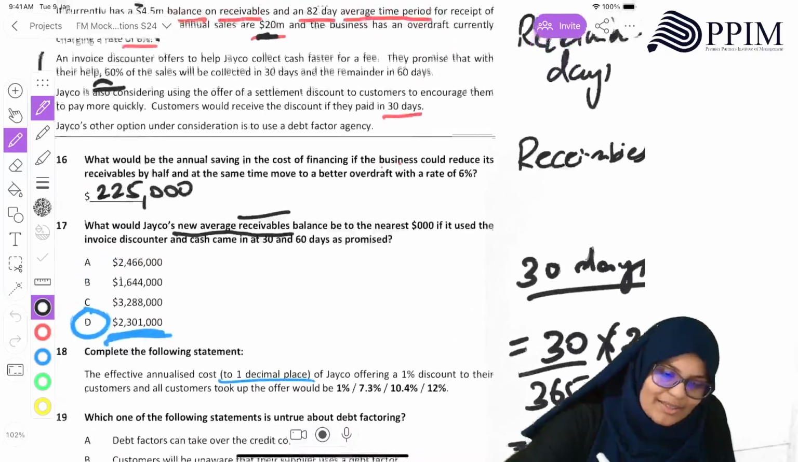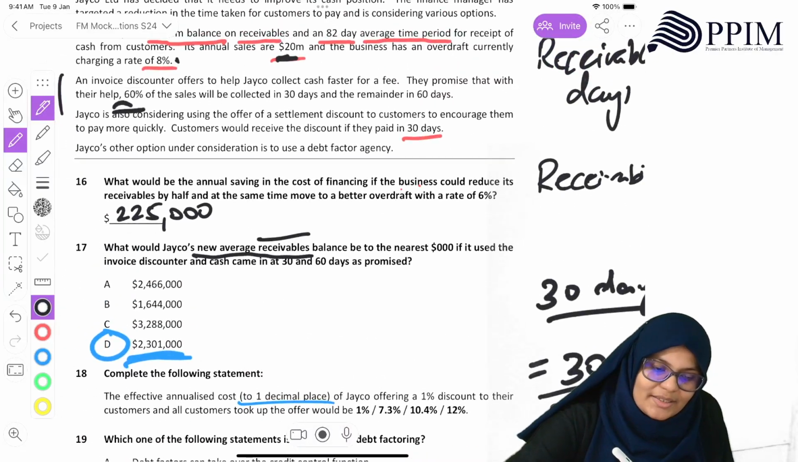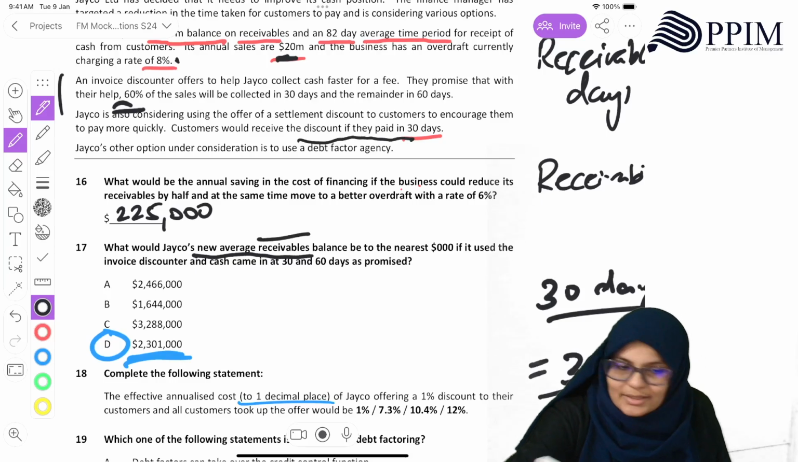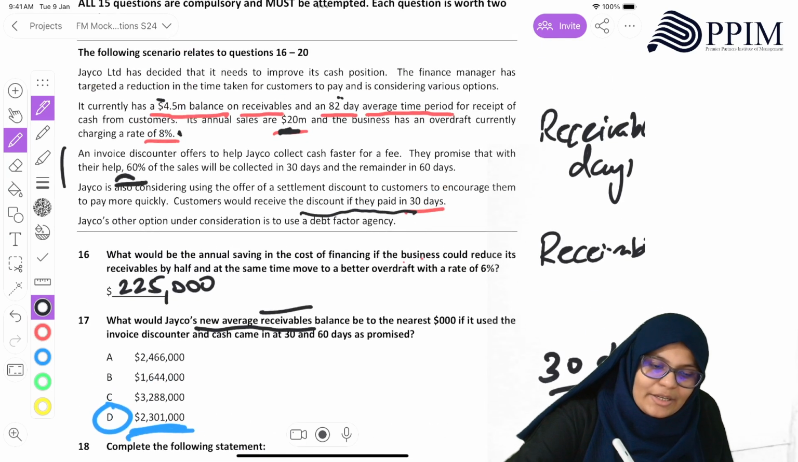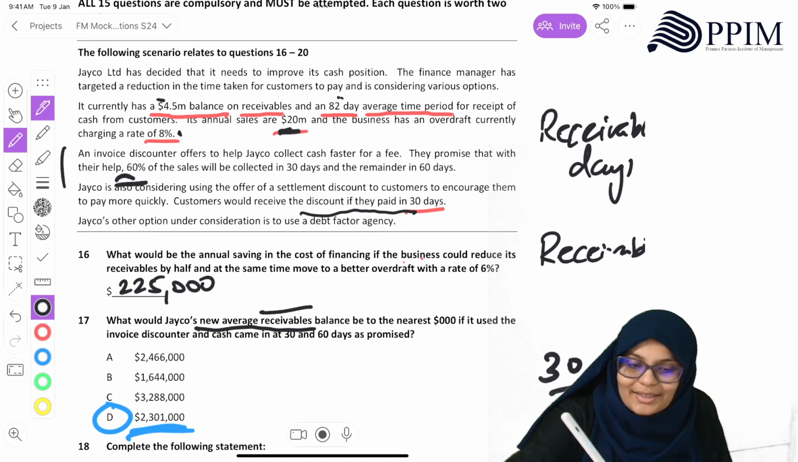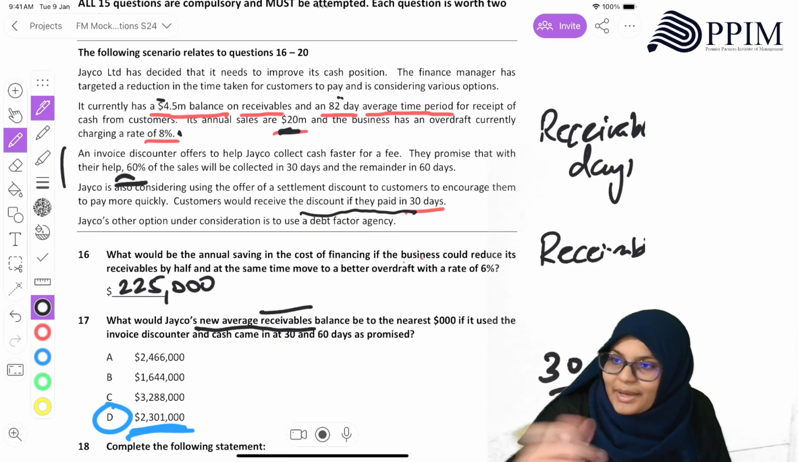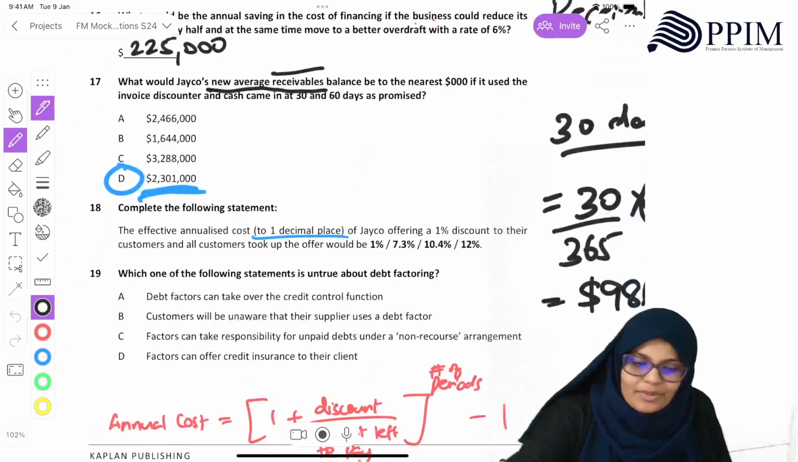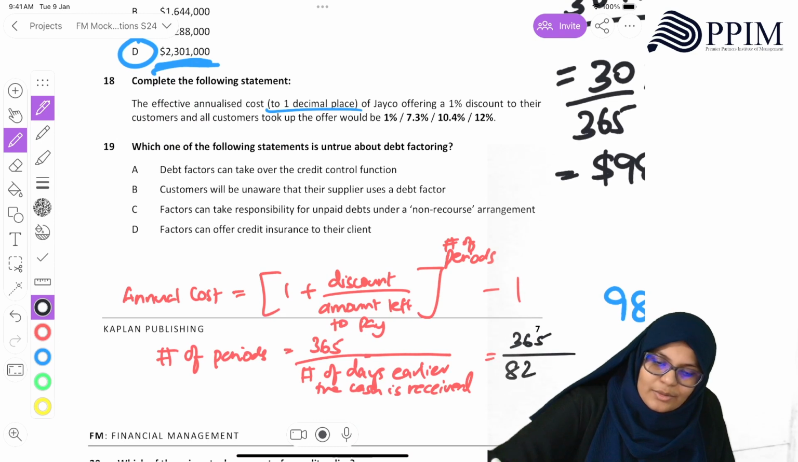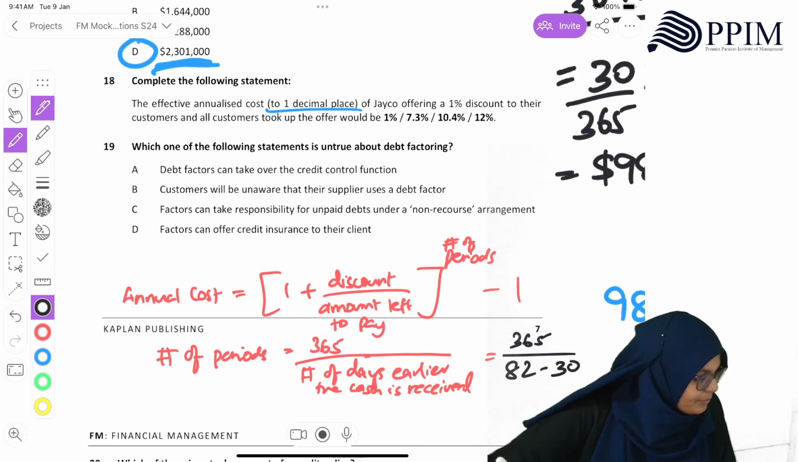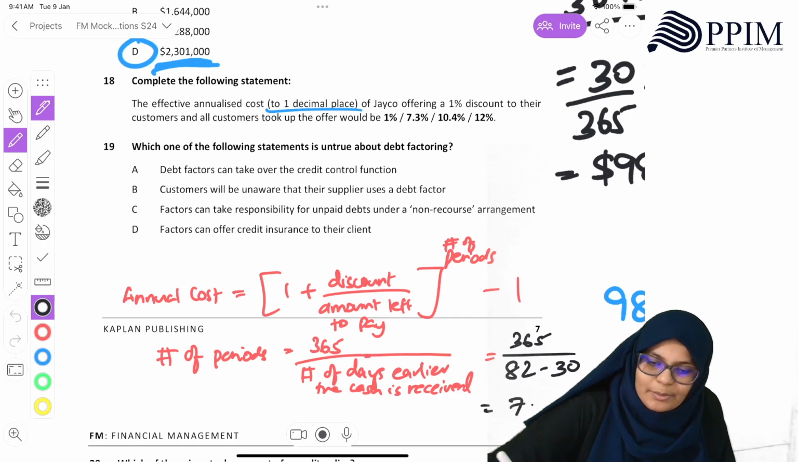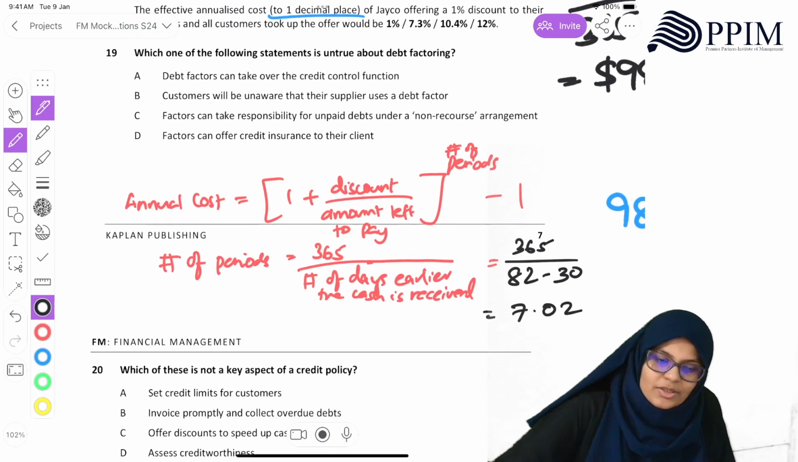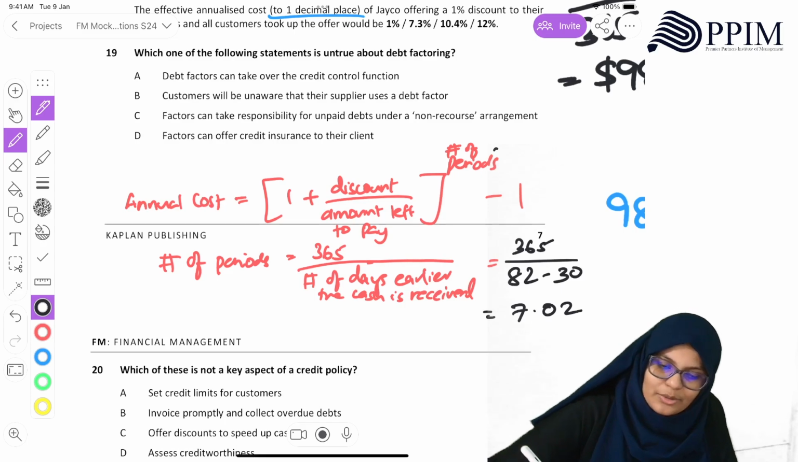So if you look at the discount, they're saying JCO is considering using a settlement discount to encourage them to pay more quickly. They will receive the discount if they paid in 30 days. So earlier they were taking 82 days to pay, now they are going to pay in 30 days. So how many days earlier are they paying? 82 minus 30. Okay. So that will be 82 minus 30, which is 7.02. So now we have the number of periods, just a matter of putting it in the main equation. Okay, so I'll do that over here.